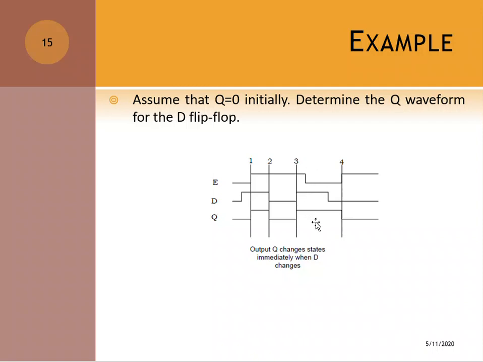Then in between clock 3 and clock 4, E becomes 0 and D also changes from 1 to 0. What happened to Q? Q will maintain 1 because it is in the middle of the clock. Then when clock 4 is activated, Q becomes 1, D equals 0, so Q will follow 0.